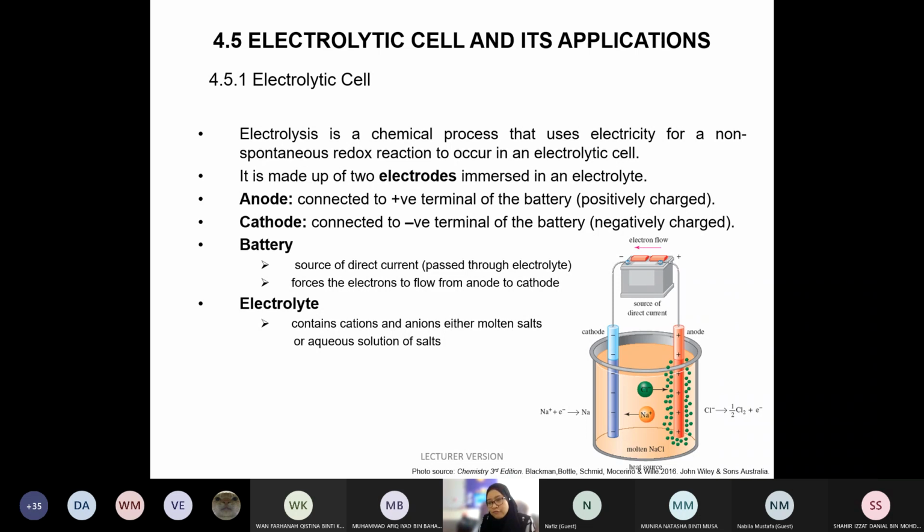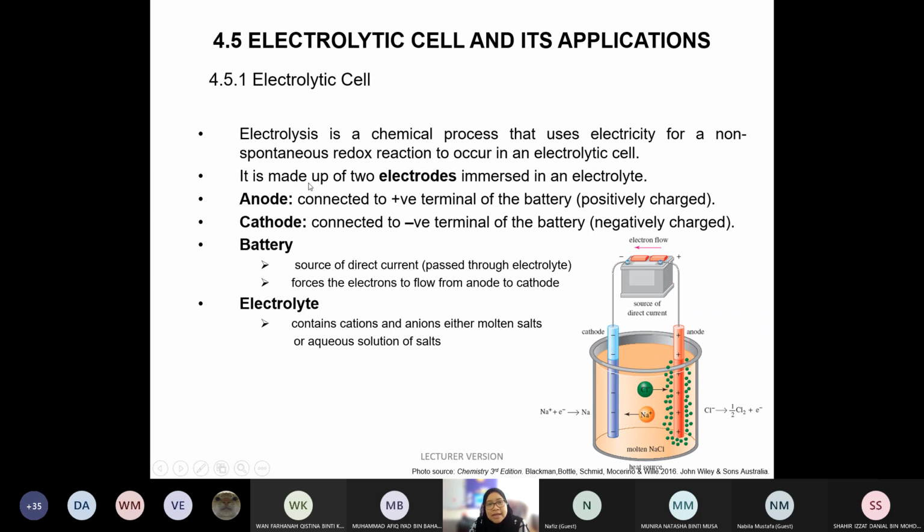Samalah juga ni. If you want the non-spontaneous reaction to take place, you have to supply something. You have to supply energy, in this case, the battery. Battery is like the external source that you put into the cell so that it helps the non-spontaneous reaction to take place. So that's the idea of it. So it is known as electrolysis.